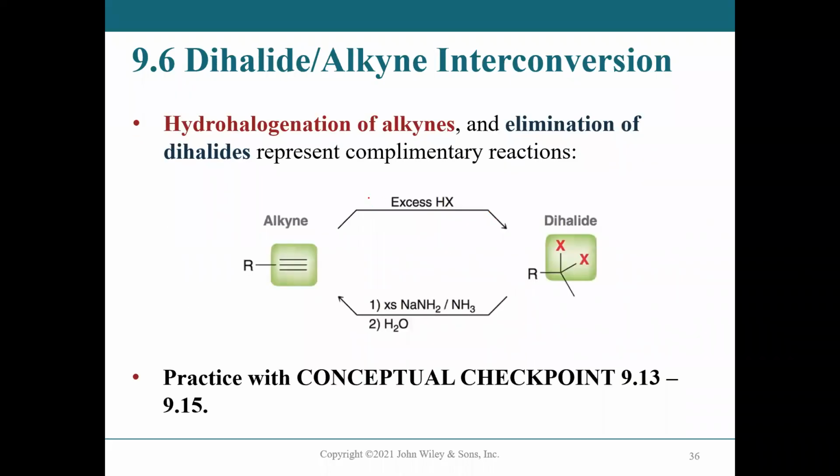So hydrohalogenation of alkynes and elimination of dihalides represents complementary reactions. We can see this right here. So if we have an excess HX, we form this dihalide, and in this case we put it on the geminal carbon. And if we want to go the other way, we just react it with excess sodium amide with ammonia and water, and we can regenerate our alkyne.